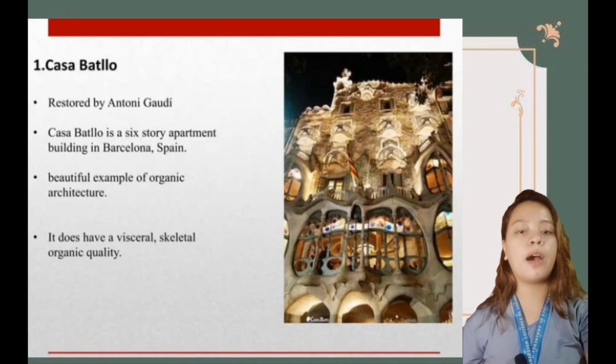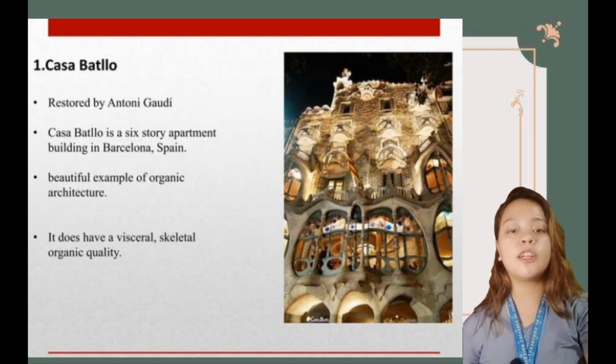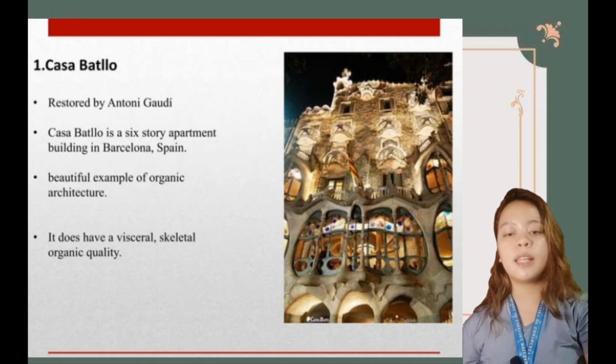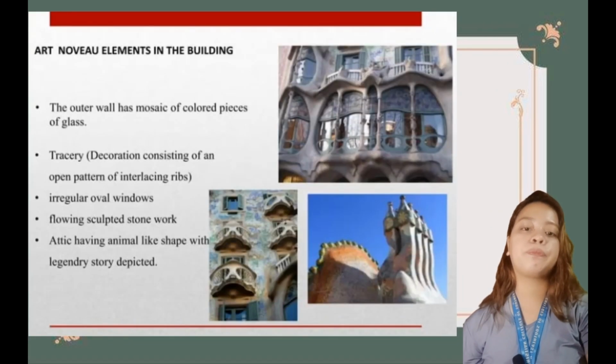First, let's talk about the Casa Batlló, restored by Antoni Gaudí. Casa Batlló is a six-story apartment building in Barcelona, Spain. A beautiful example of organic architecture. It does have a visceral, skeletal, organic quality.